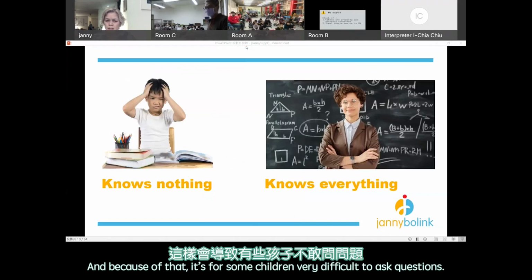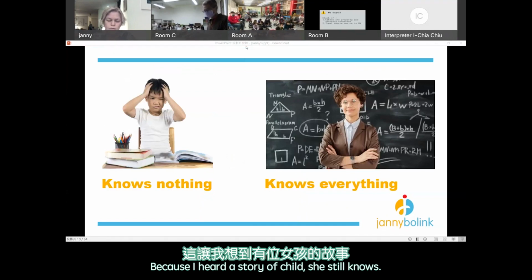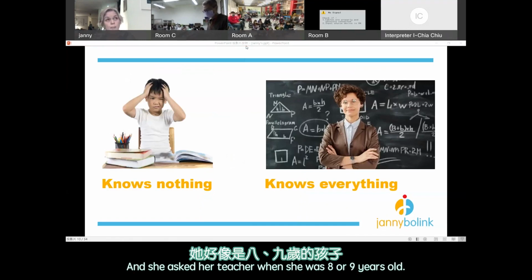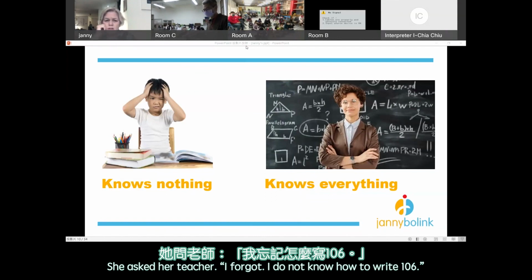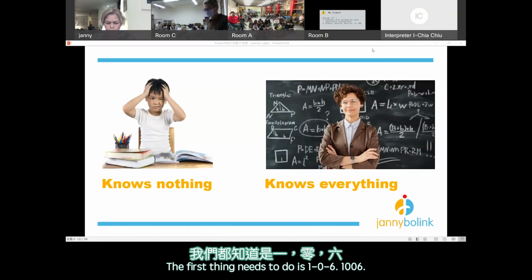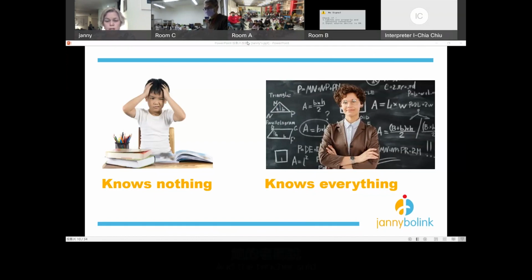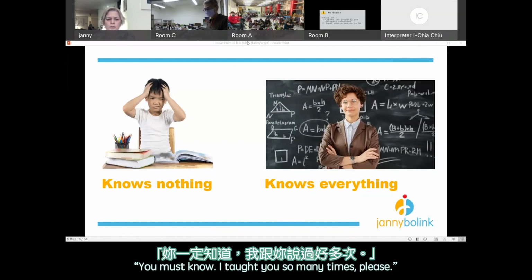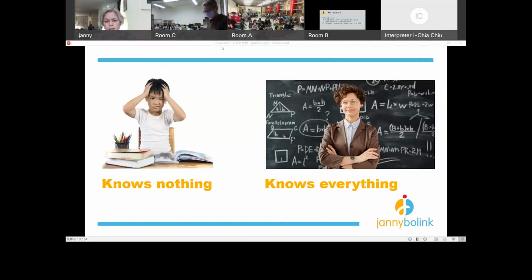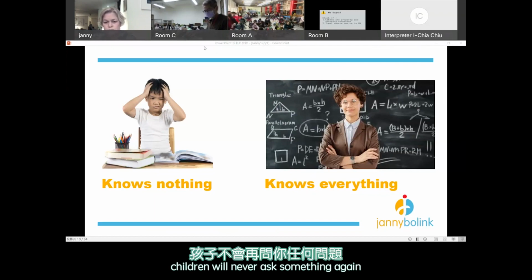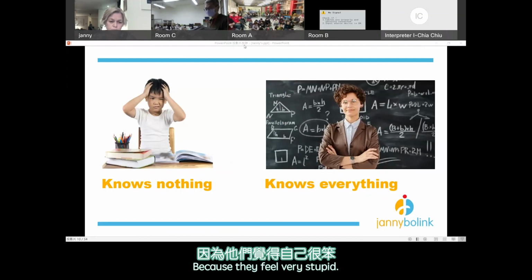And because of that, it is very difficult for some children to ask questions. I heard a story of a child, she still remembers it, who asked her teacher when she was 8 or 9 years old, I forgot how to write 106. Do I first need to write 100, 6, or 1006? And the teacher said, well, you must know, I told you so many times, please. And she walked away. If you behave like that, children will never ask something again, because they feel very stupid.